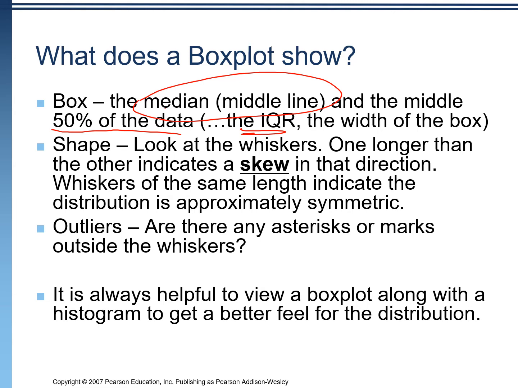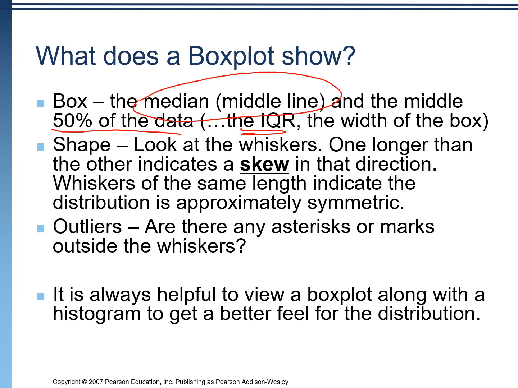It could tell us the shape. When we look at that box, we could see that it's pretty much symmetrical. The whisker on the right side and whisker on the left side are about the same. Might have been a little longer on the right side. So if it's symmetrical, we could just say it's symmetric. If the whisker on the right side is longer, we would say it's skewed to the right. And obviously it tells us the outliers, which were those little asterisks on the edges.